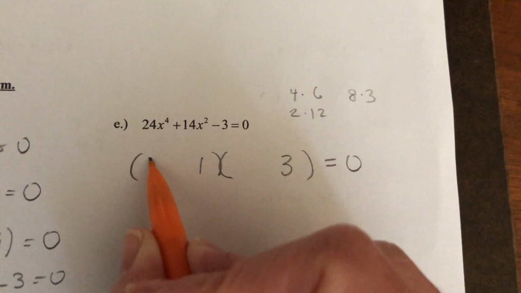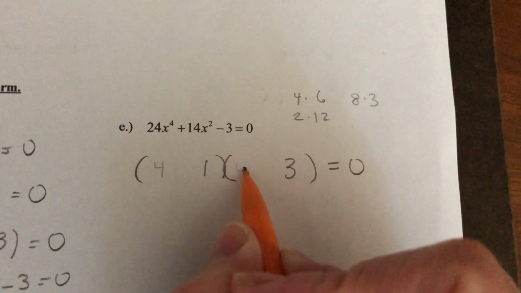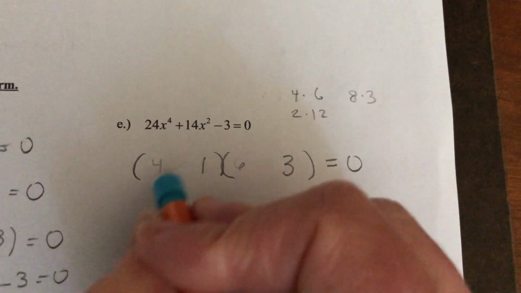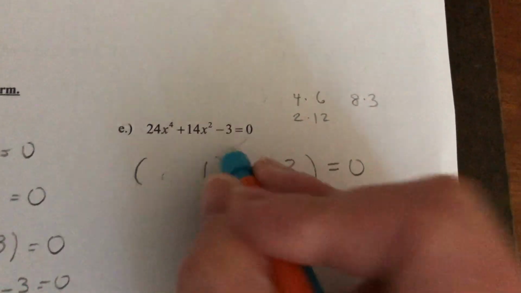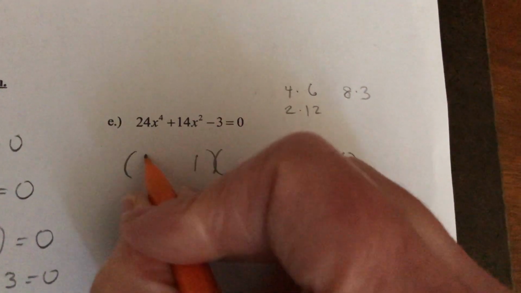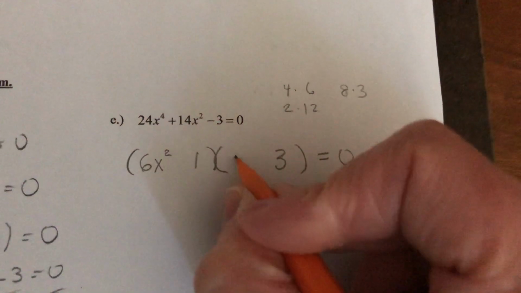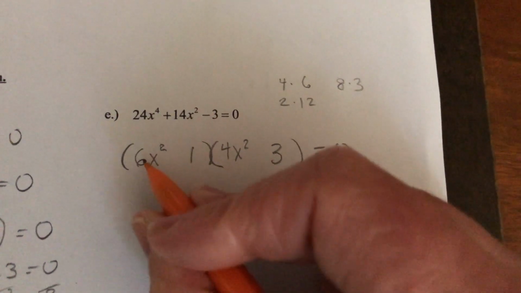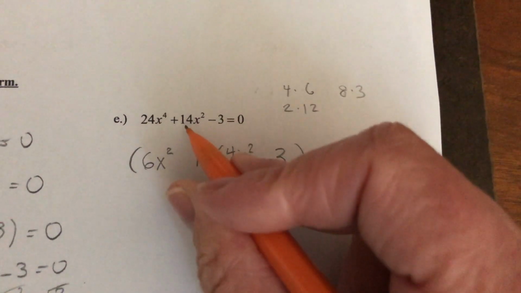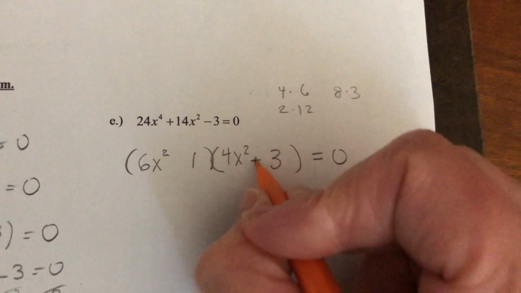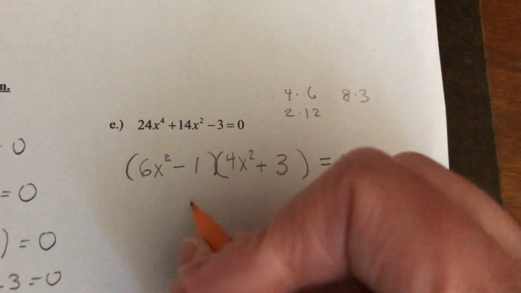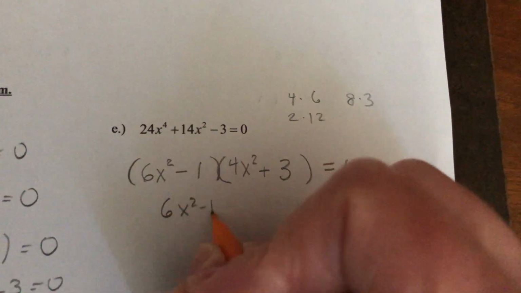So let's just try. If I put a 4 here, that'd be 12 and 6. That would not work out. Switch that up a little bit. If I have a 6 and a 4, so 6x squared and a 4x squared, let's see. That would be 18 minus 4, which gives us 14. So that would be a plus 30 and a minus here. All right, so now we're going to do that zero product property.